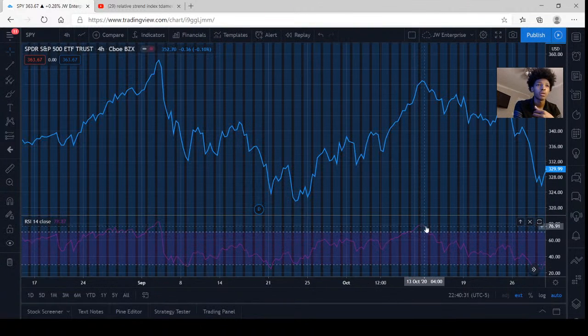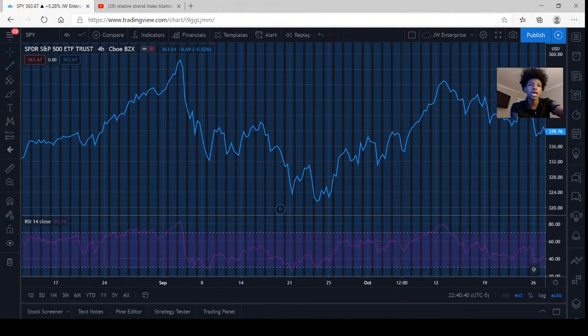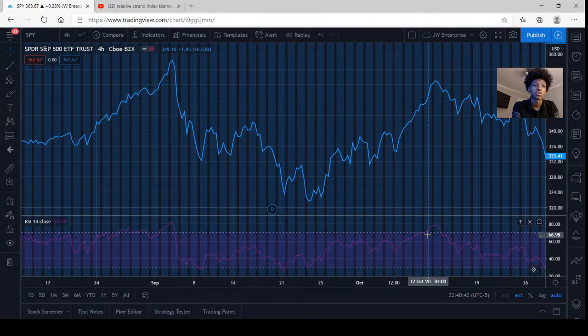So right here, we got overbought. Right here, we're overbought because it's over this dotted line. It's this dashed line at the top right here. You see it? That dashed line at the top. My purple line goes above it, and that's when I'm overbought right here.